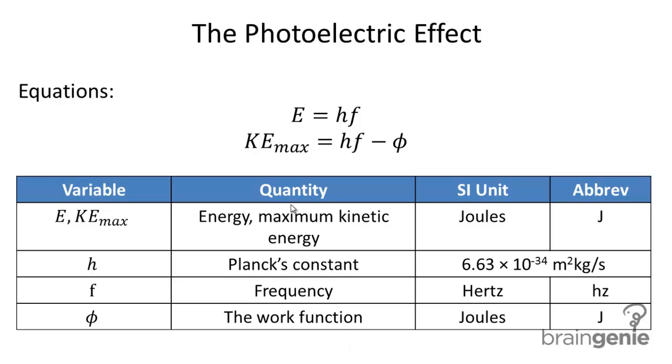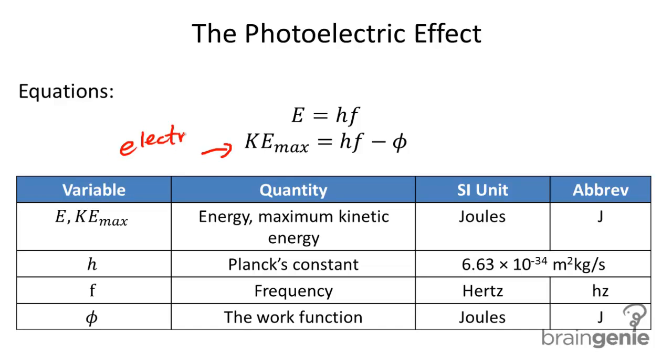All right, here are two equations. To determine the energy of a photon, first we have this equation here, which is h, Planck's constant, times f, frequency. So energy equals Planck's constant, which is 6.63 times 10 to the negative 34th, times the frequency. And then in addition, kinetic energy of the electron.